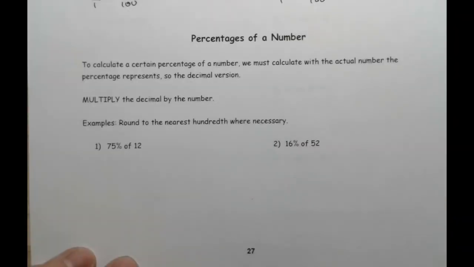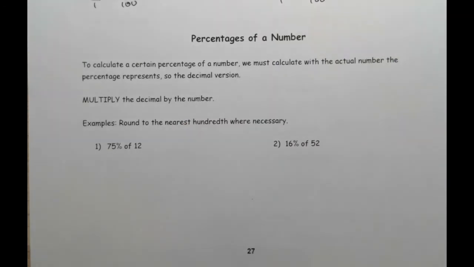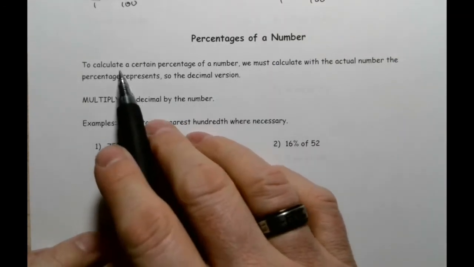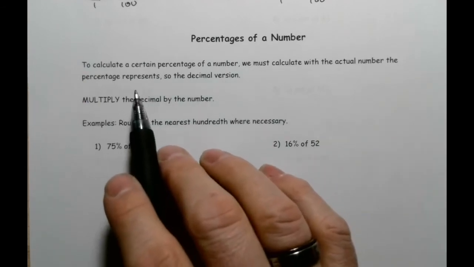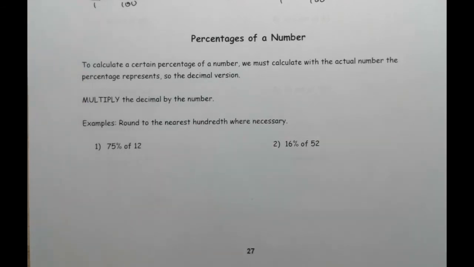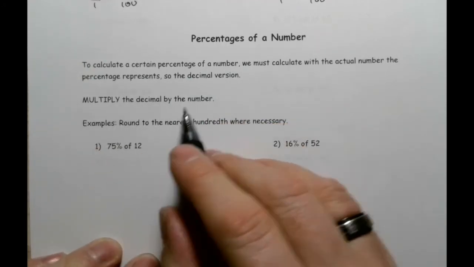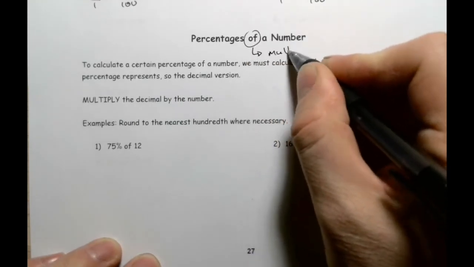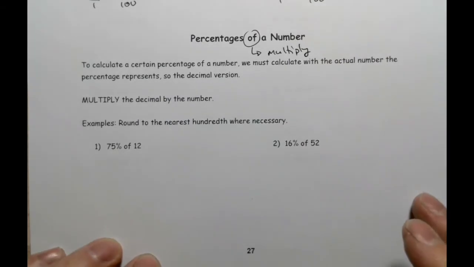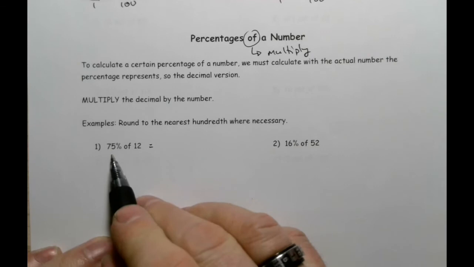Okay, now that we can convert back and forth between decimals and percentages, let's use percentages to find fractions of a number, percentages of a number. So to calculate a certain percentage of a number, we must calculate the actual number the percentage represents. So the decimal version, we've got to use that. So we've got to convert to the decimal here. And then we're going to multiply the decimal by the number. Basically, when you see that word of, it almost always means multiply. Okay? So here, and we're going to round to the nearest tenth. I'm going to use my calculator quite a bit here, though.